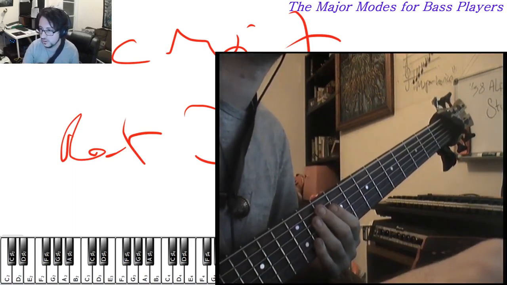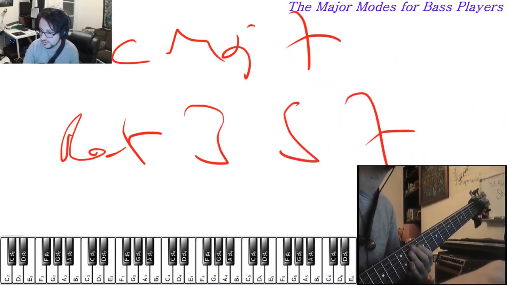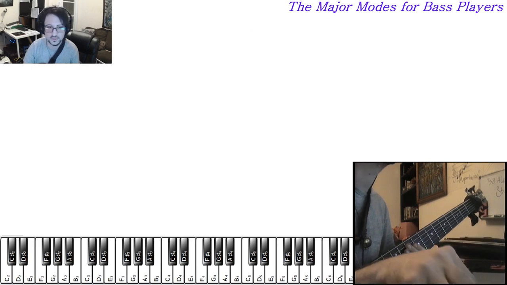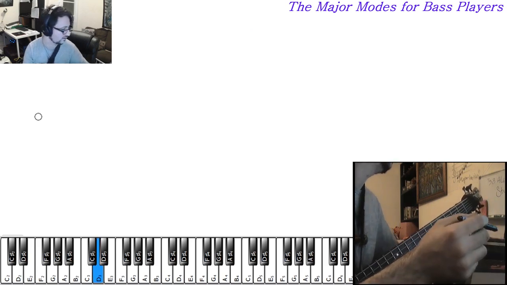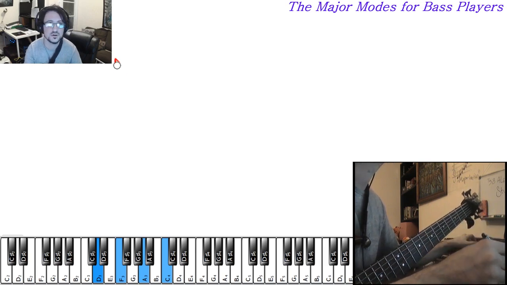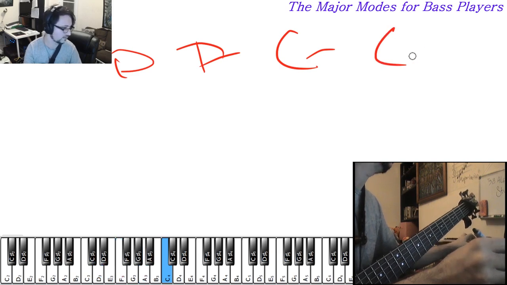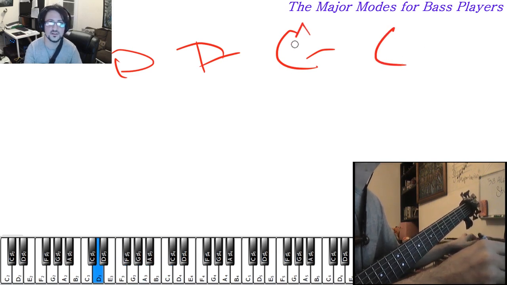So that's how you create a C major 7. I'll leave the bass a little bit bigger now because I'm going to be showing you these for each chord. So the next chord sequence would be D, F, G, C. Is that right? D, F, A, C, sorry.